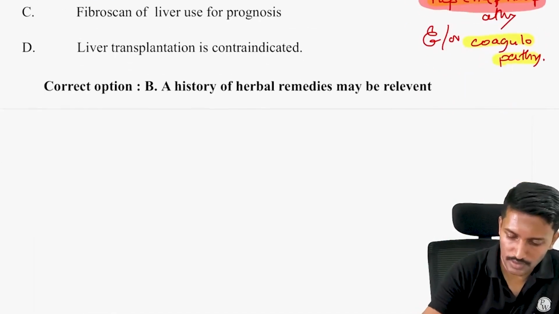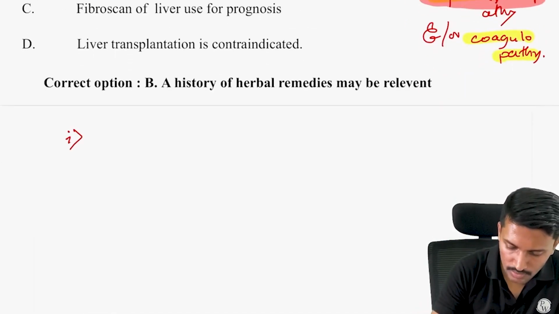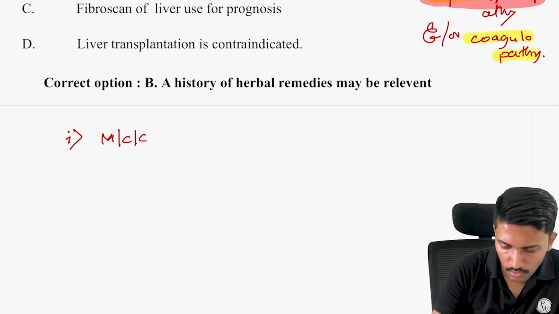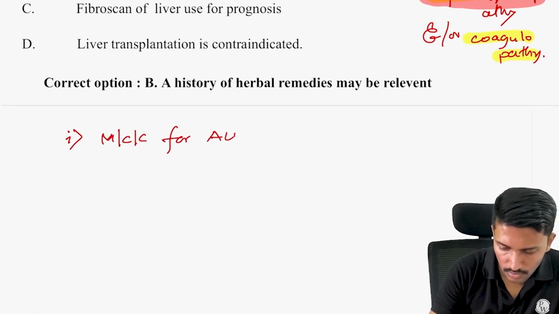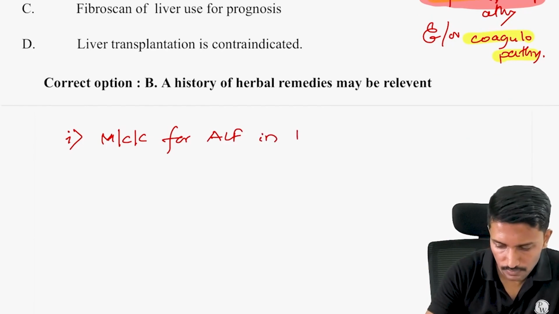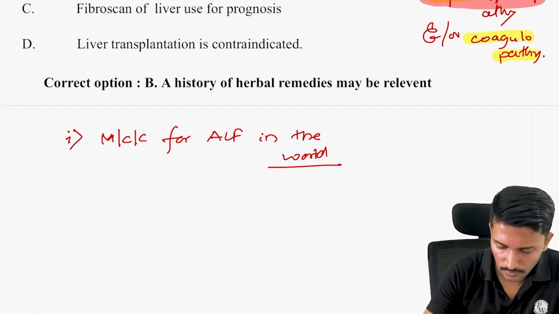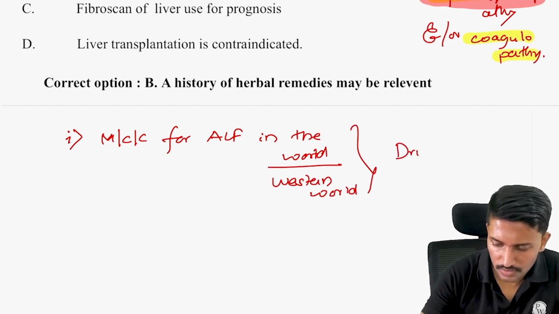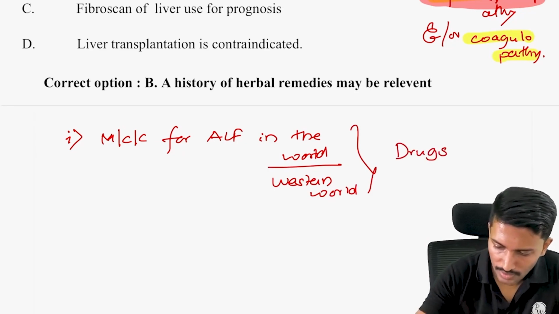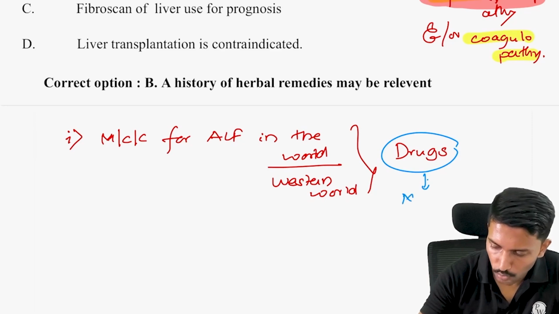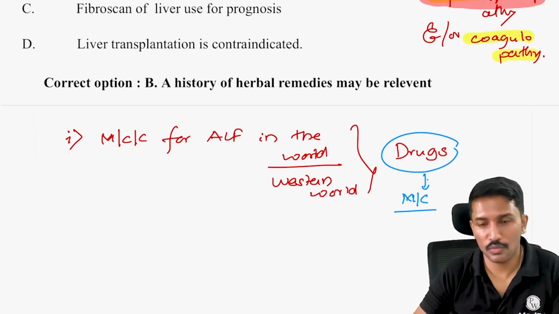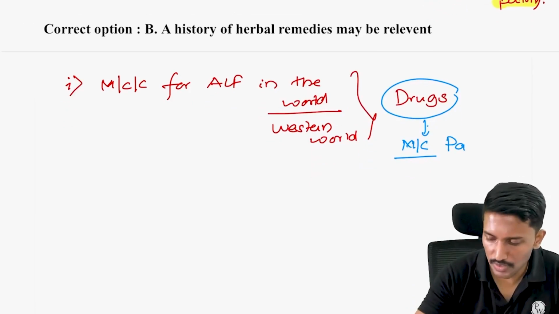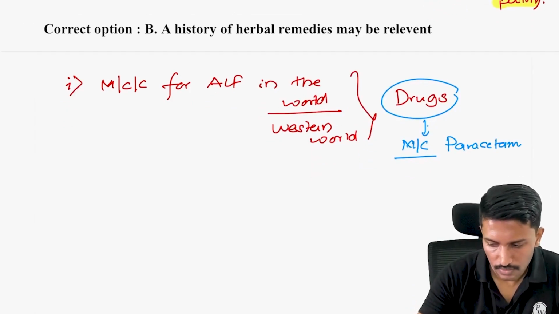There are a few MCQ points. Let me list them down. The first point is the most common cause for acute liver failure in the world, or if you specifically ask about the Western world, in both those cases, your answer would be drugs. Drugs are the leading cause. And among the drugs, the most common drug that is responsible for hepatotoxicity is nothing but paracetamol.